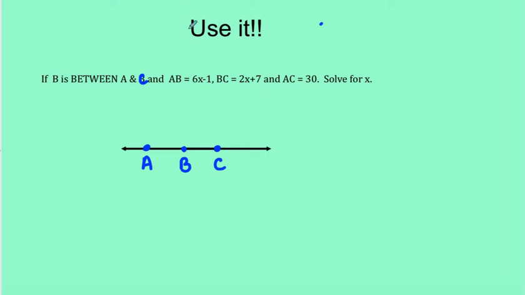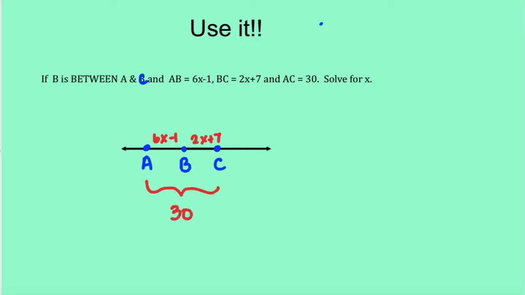All right, now it says AB is 6x minus 1. So I'm going to mark my diagram with that information. So AB is this length right here. So I'm going to put 6x minus 1. And BC is 2x plus 7. So I'm going to put that right there. And AC, the length of the whole thing, is 30.